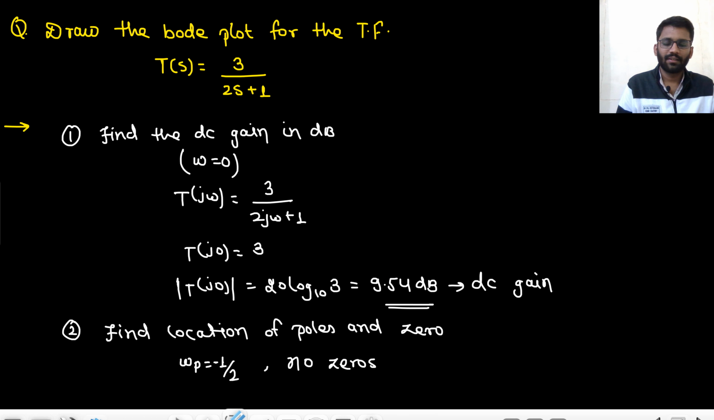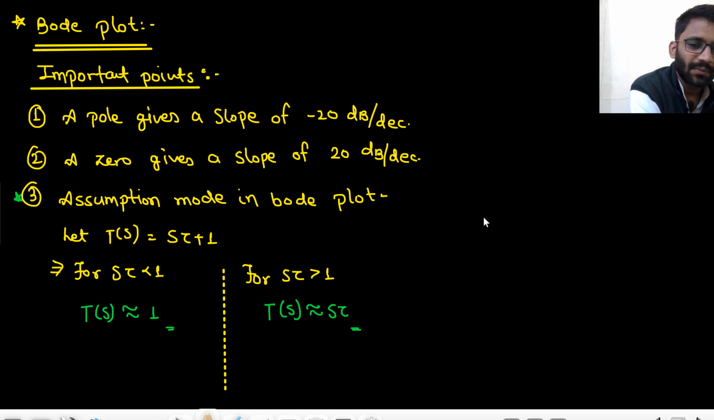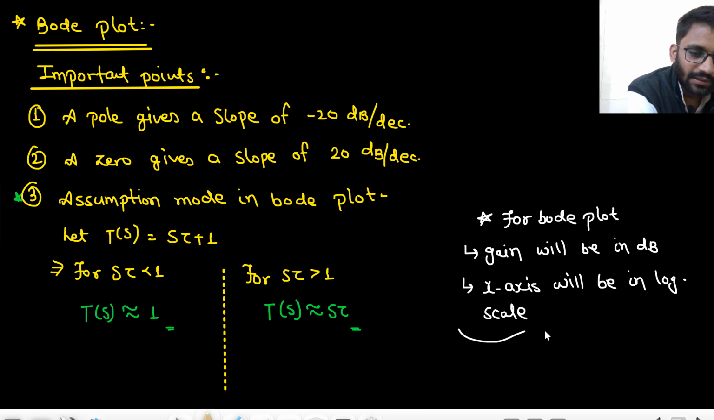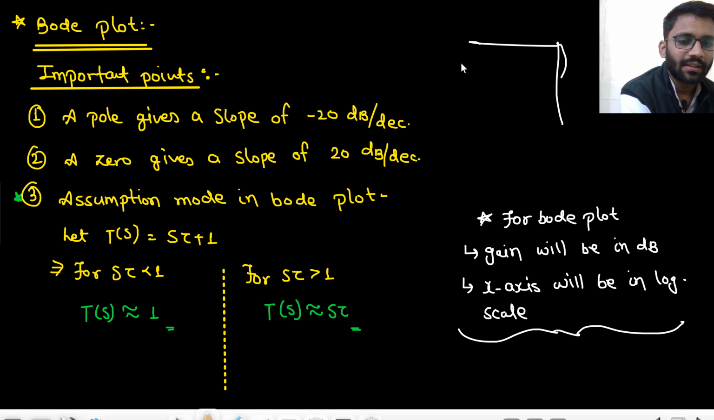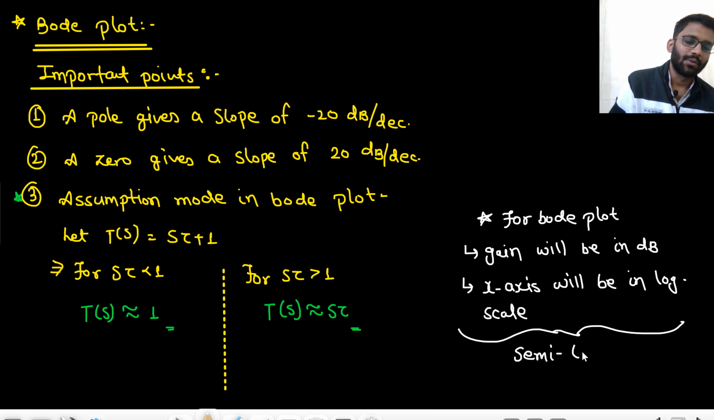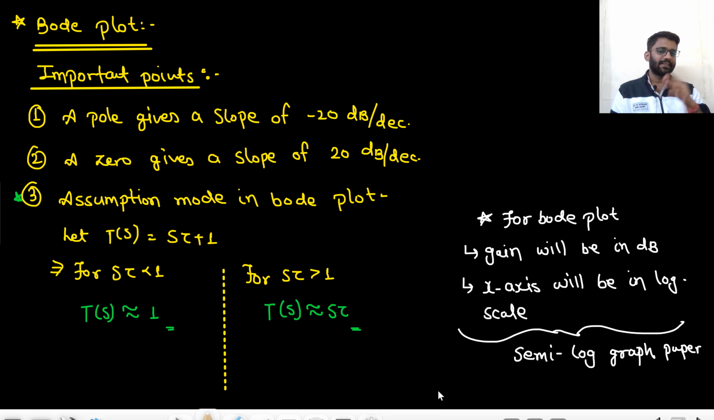So I think I should write it here. For a Bode plot, the y-axis gain will be in dB, and the x-axis will be in log scale. The graph paper that we normally bring is the normal graph paper. If a graph paper has this property, that graph paper is known as semi-log graph paper. So a Bode plot is drawn on semi-log graph paper. The x-axis will be in log scale and gain will be in dB.